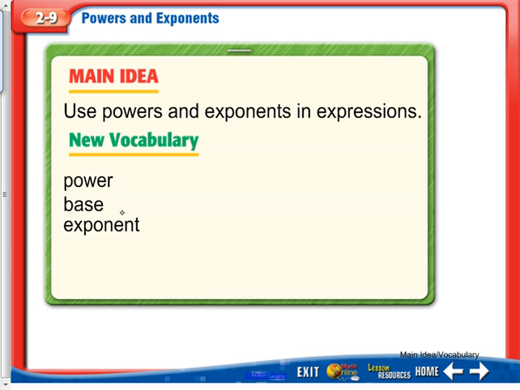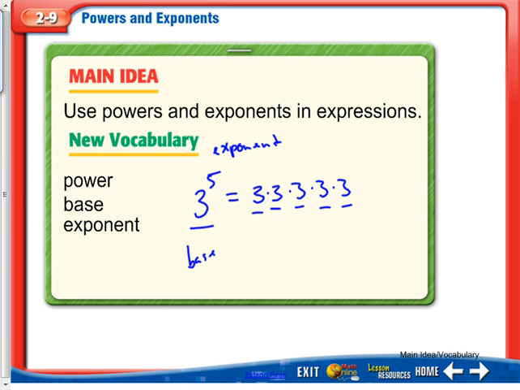A power, base, and exponent all go together here. If I have 3 to the 5th, the base is 3. This here is my base, and then my exponent is up here. What this means is we're going to do 3 times 3 times 3 times 3 times 3. The number up here, the exponent or the power, tells us how many, 1, 2, 3, 4, 5, how many factors we're going to have, and the base tells us what the factor is.